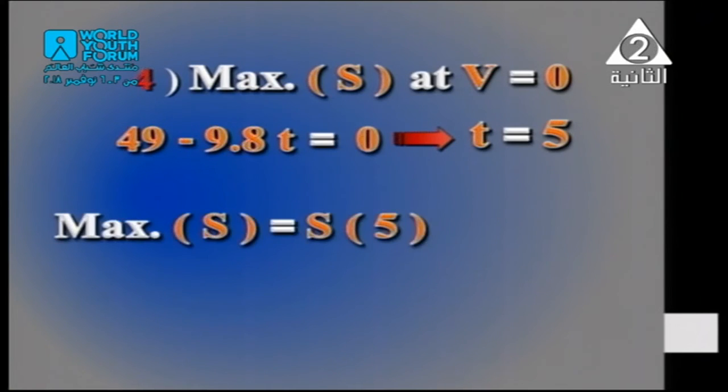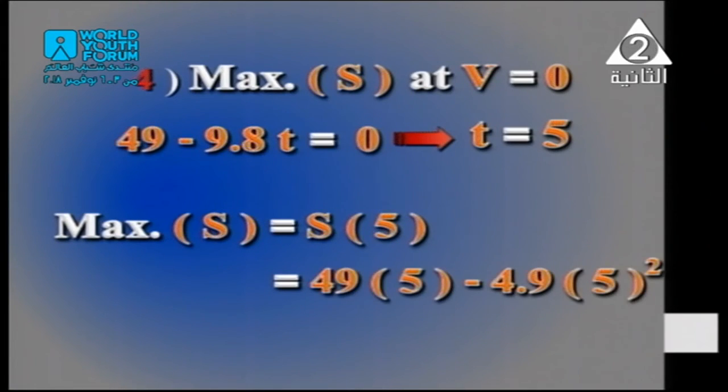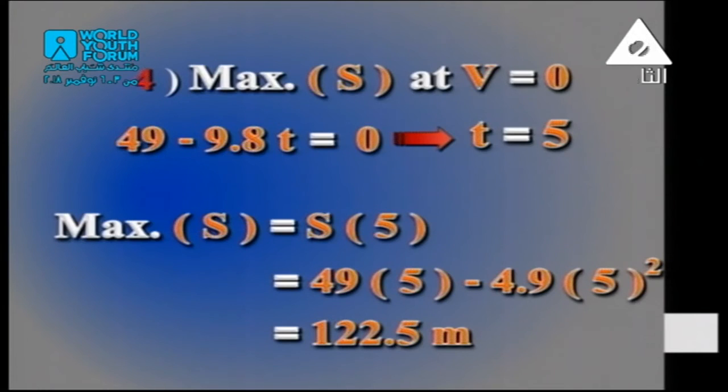Then the maximum distance, when t equals 5, by substitution in the first function: 49 times 5 minus 4.9 times 5 squared. The answer is 122.5 meters. Then the stone reaches a maximum height of 122.5 meters when t equals what? T equals 5 seconds.